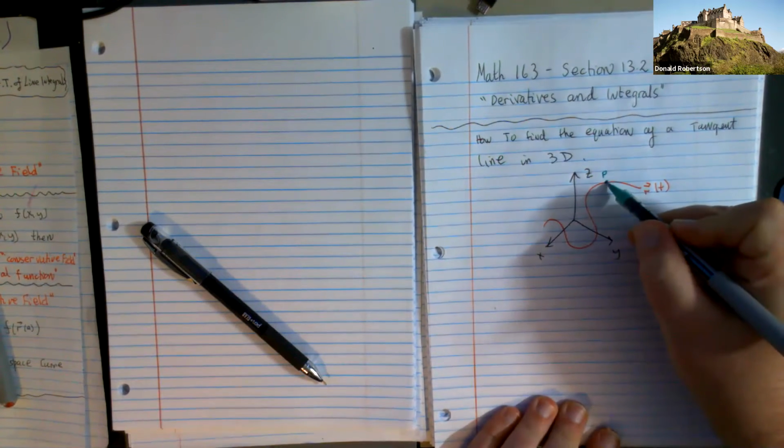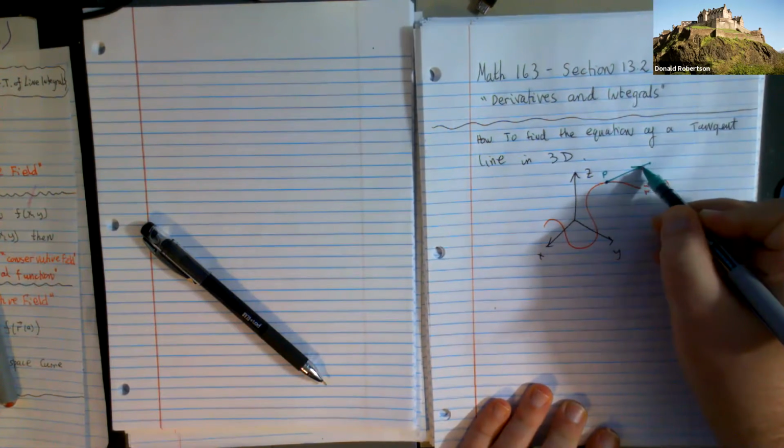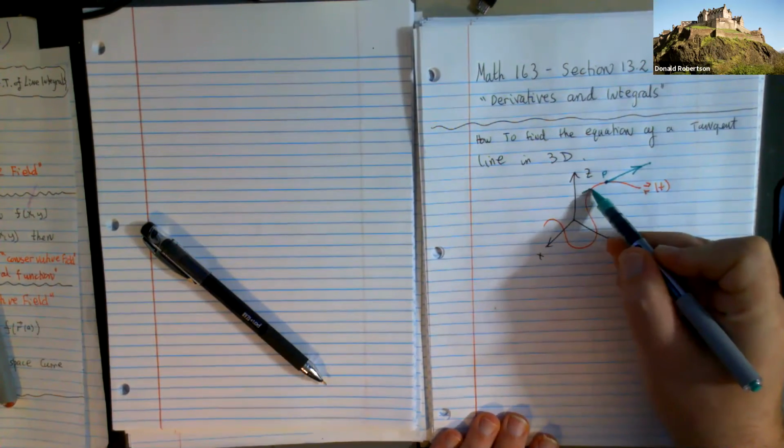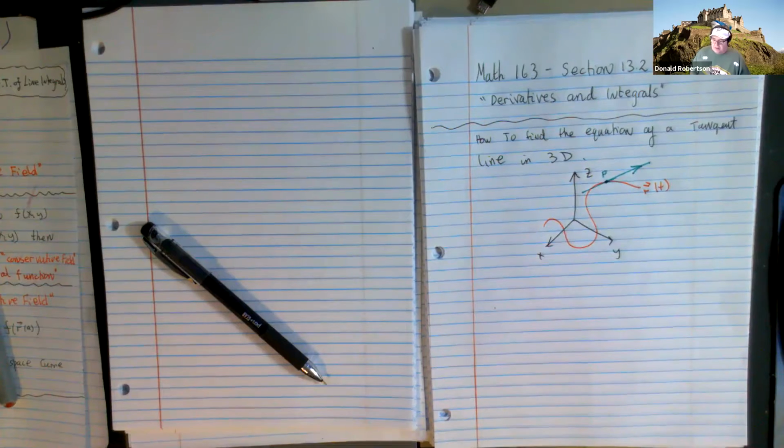And at this point P, there is a tangent line. I don't know how well I've drawn it. Now that green tangent line is in 3D, right? So it could quite easily be coming out of the board.